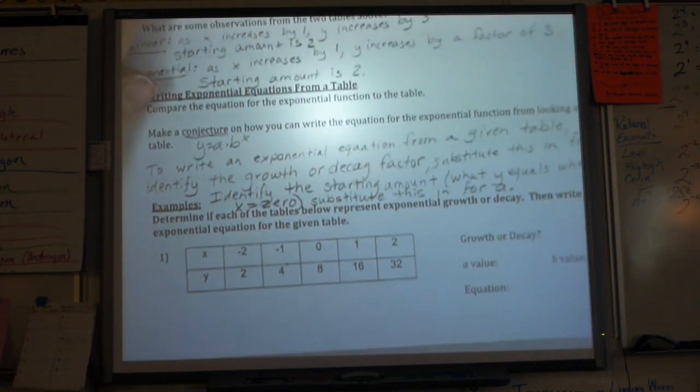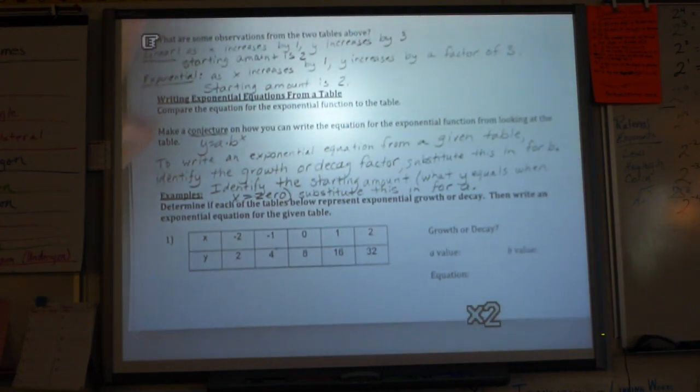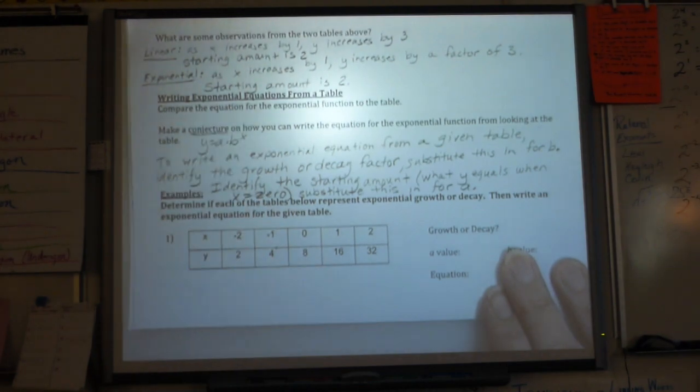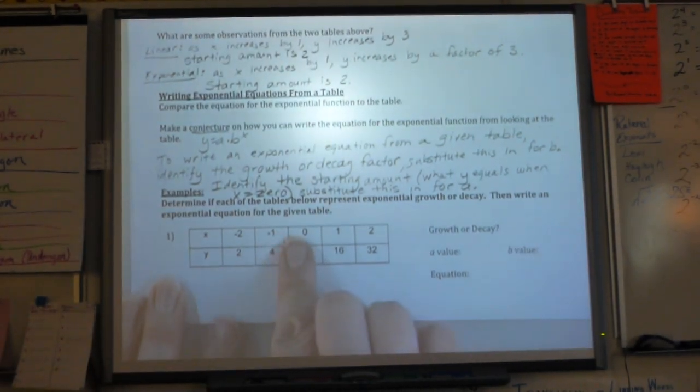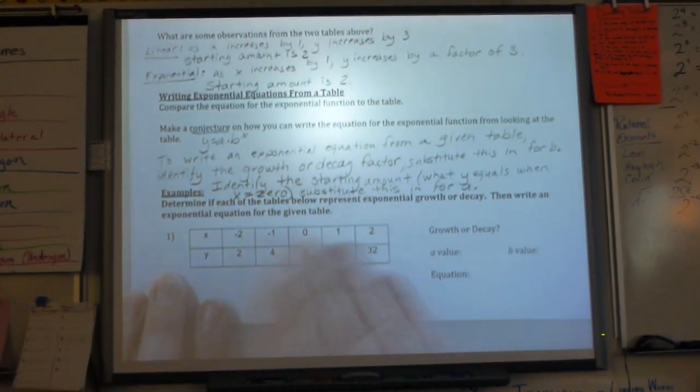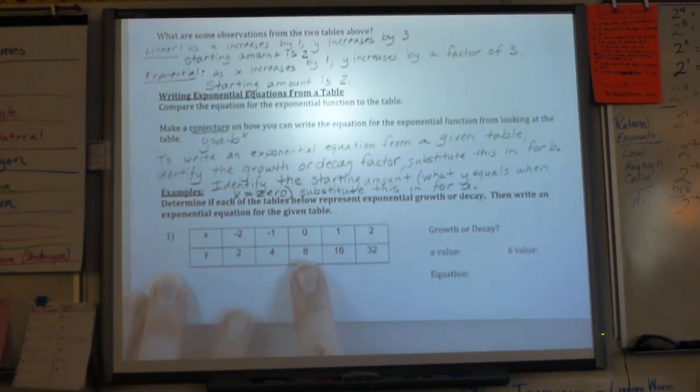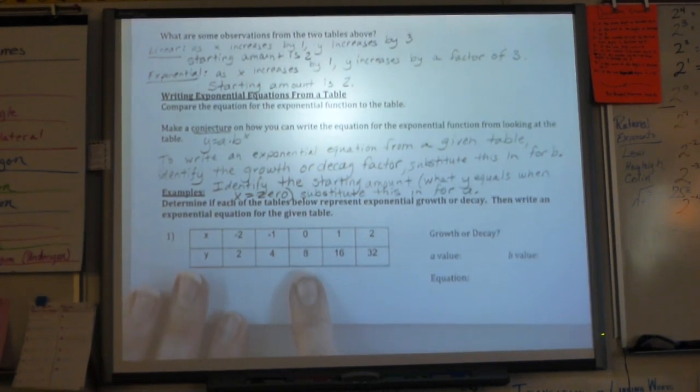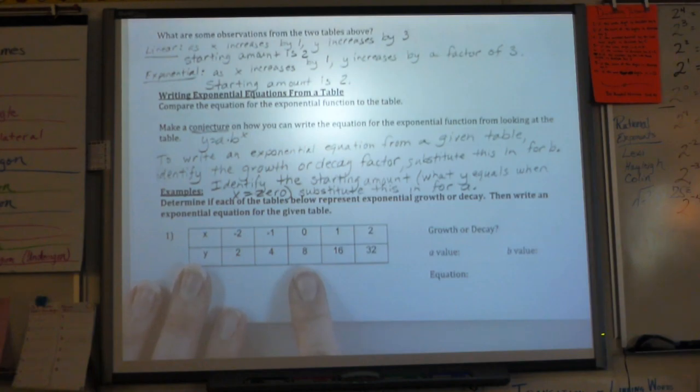Now, we're going to look at some very simple tables and write exponential functions given these tables. They are very basic level. They tell you they increase at a constant amount each time, and they tell you the starting amount in the table. So these are pretty basic. Tomorrow we'll look at word problems that you have to read much more carefully.